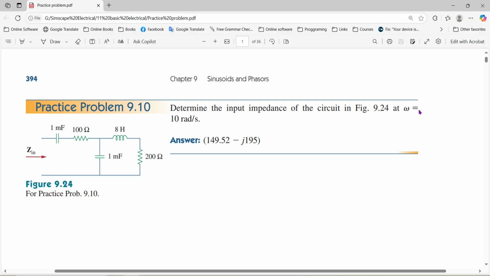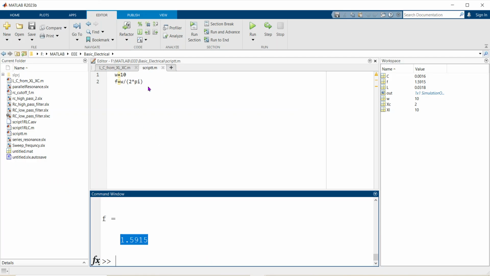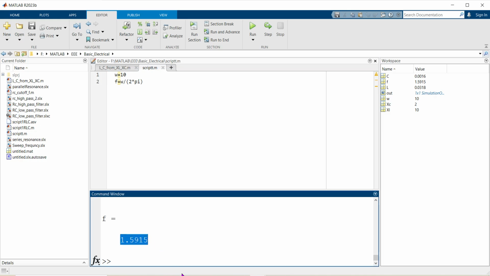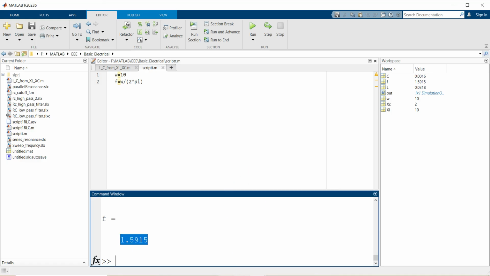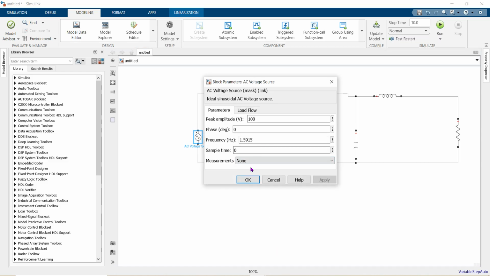For the omega value we have to find our frequency. So I'm going to MATLAB, and here I have written the formula: omega value is 10, so frequency will be omega divided by 2 pi. When I run this, you can see our frequency is 1.5915. I'm copying this value and pasting it here. Now you can see our frequency is here.